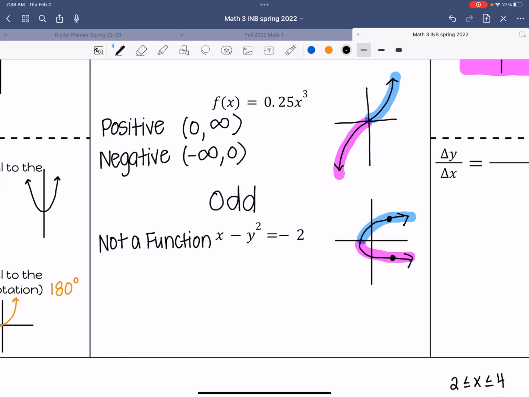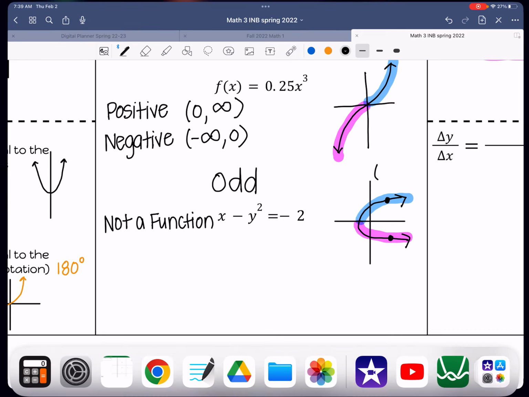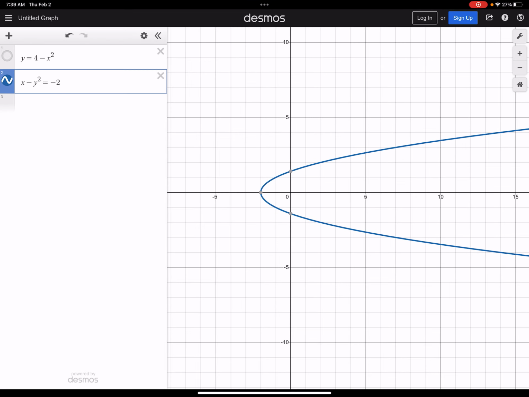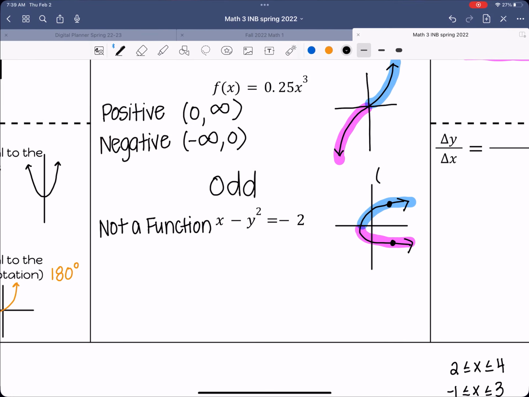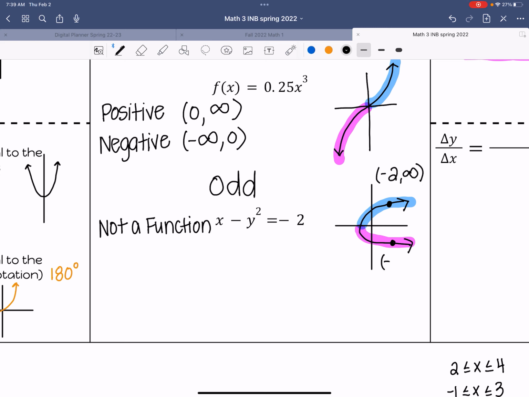So we're not going to be able to determine what's positive area and what's negative because I'd basically be stating the same thing. If I look at the graph, this starts at -2. So you're basically saying from -2 to infinity for positive, but it's also the same thing over here, -2 to infinity. So you can't necessarily state that they're positive and negative because of the not being a function part.